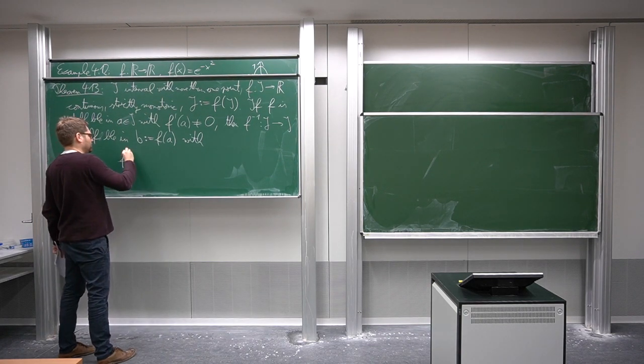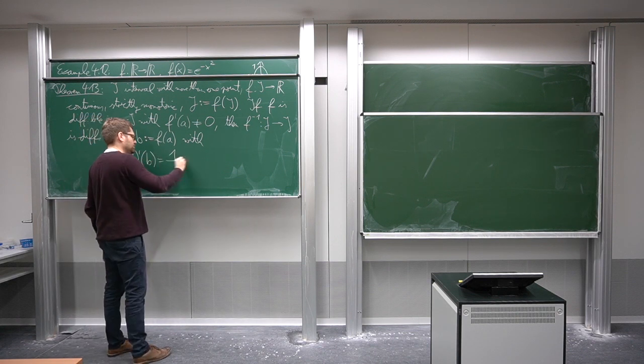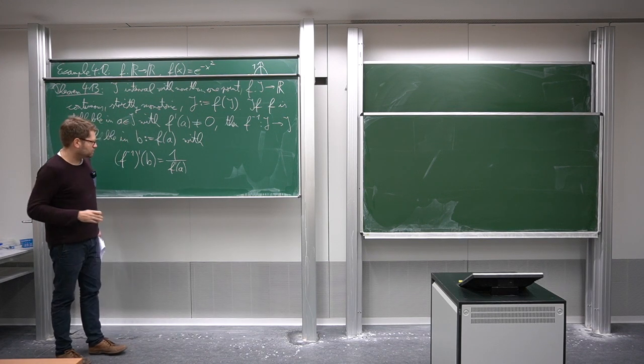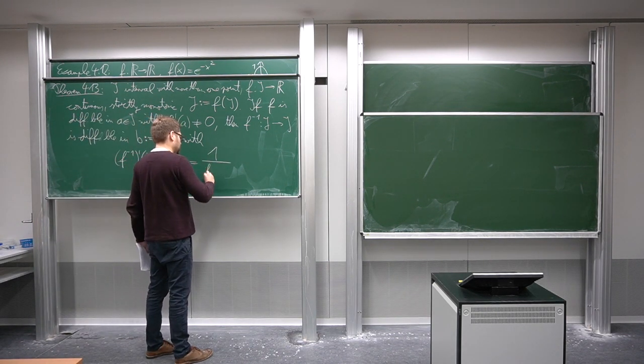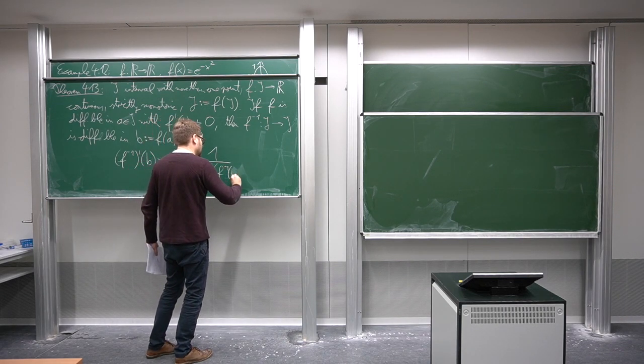The derivative of f to the minus 1 in b is 1 divided by the derivative of f in a. And if you want to write this purely in terms of b, this becomes a bit more messy, as 1 over f prime at the point f to the minus 1 of b.